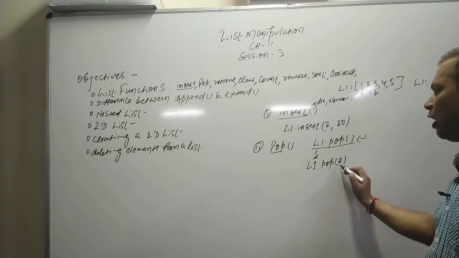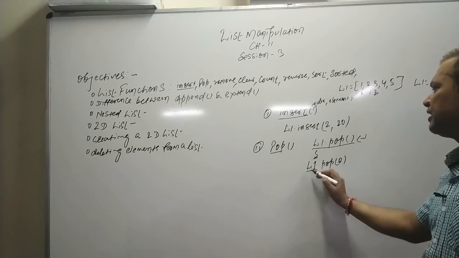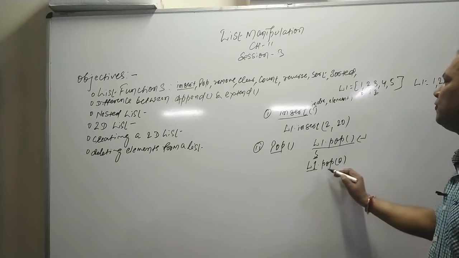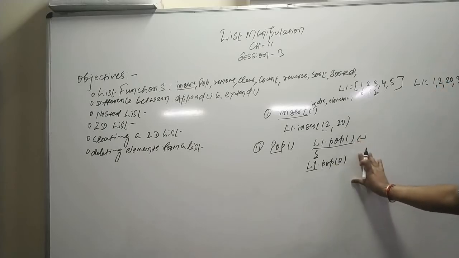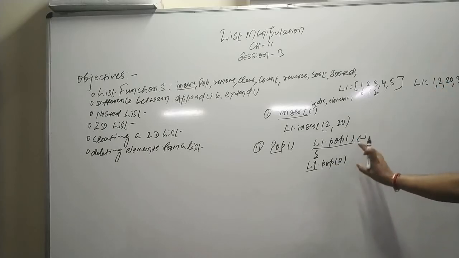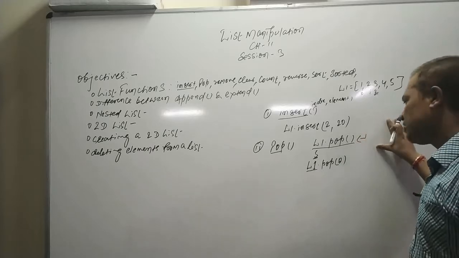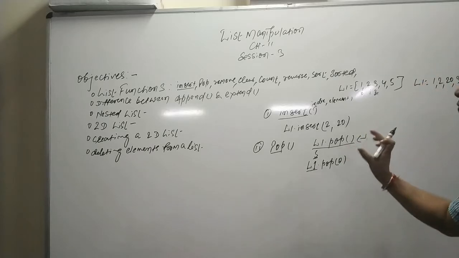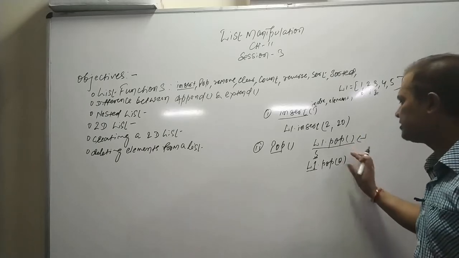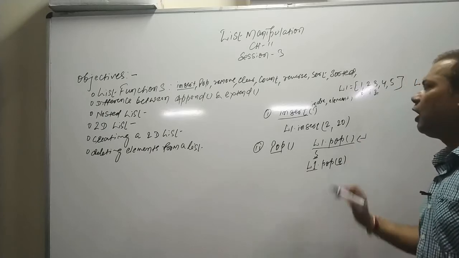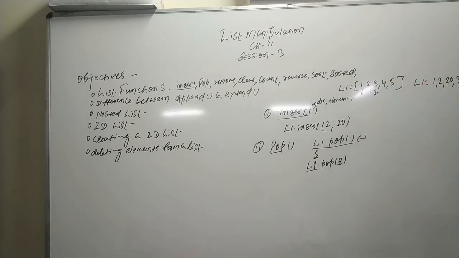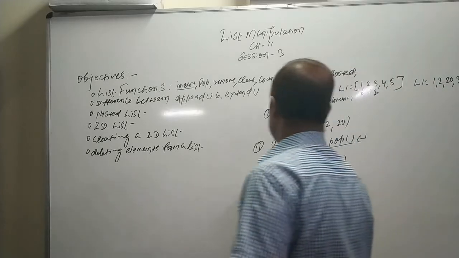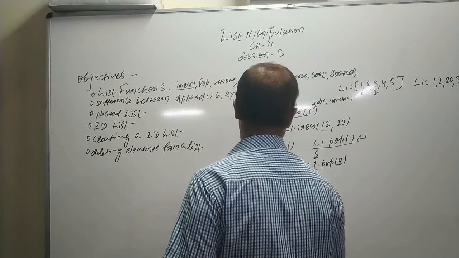What it will do now, it will delete the first element, that is the 0 index element, from the list L1. So these are the two applications of pop. You can use it to delete the last element, or you can use it to delete any element from any index. In that case you have to pass the index position of that list with the pop.